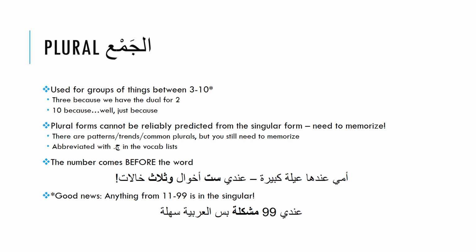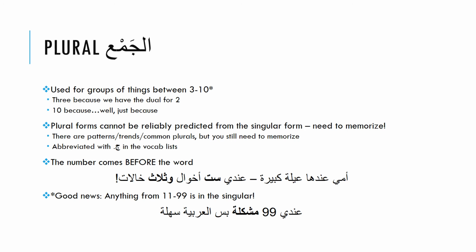The number with the plural comes before the word. So whenever we talk about something, we have the number, and then we have the thing that we're talking about, counting. So we could say, Ummi andaha aila kabira. Andi sit akhwal utlet khalat. Notice that both those words are in the plural, and the number comes before them.